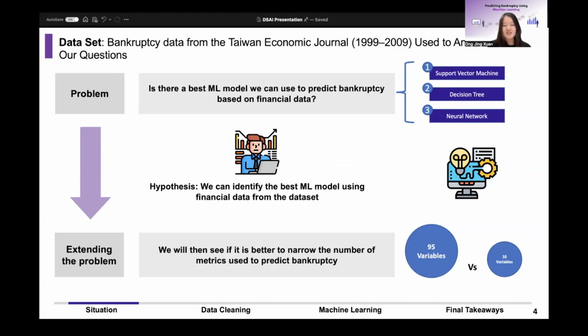To identify specific variables that could potentially better predict bankruptcy, we then expanded our investigation to see if our models would perform better if we narrowed down the number of metrics or variables used to predict bankruptcy from 95 to 10.